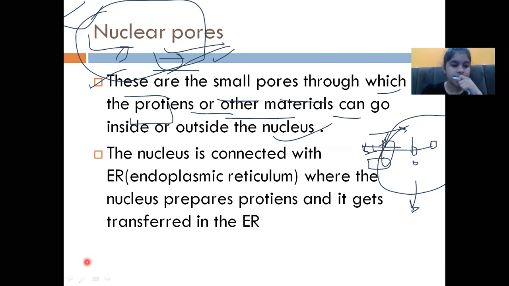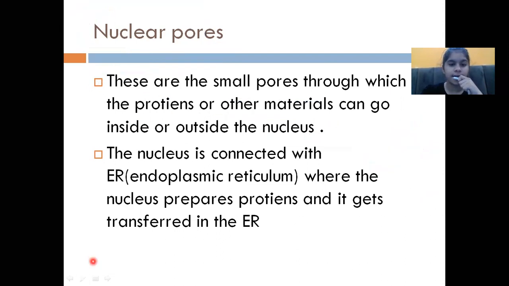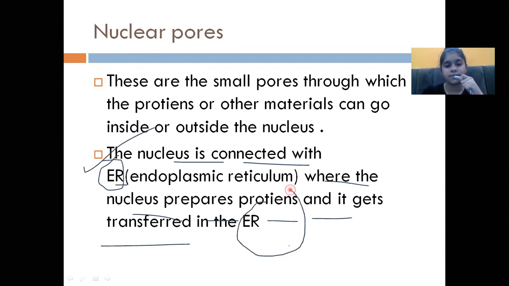Let me erase all the ink on the slide. So the nucleus is connected with the endoplasmic reticulum. What is the endoplasmic reticulum? We will study about this in our next videos. Okay, the nucleus prepares proteins and they are transferred to the endoplasmic reticulum. The nucleus is connected with the endoplasmic reticulum, and when the nucleus prepares the proteins, they get transferred to your endoplasmic reticulum.